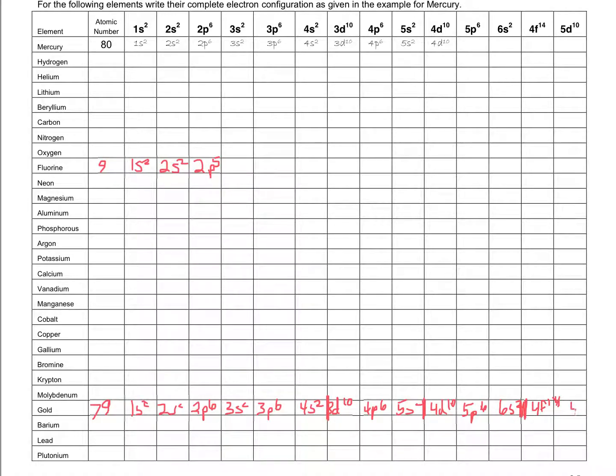Now we're back at 5d, and we don't go through all 10 blocks. We stop at 5d9.